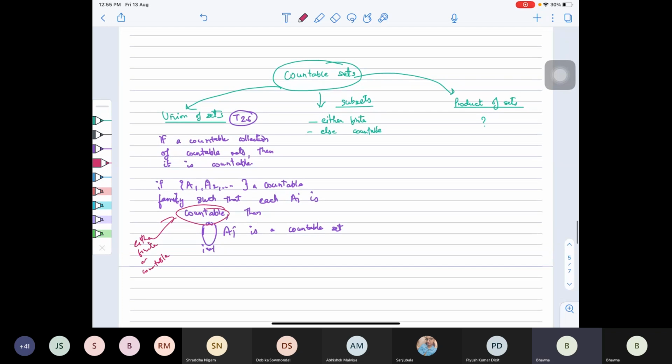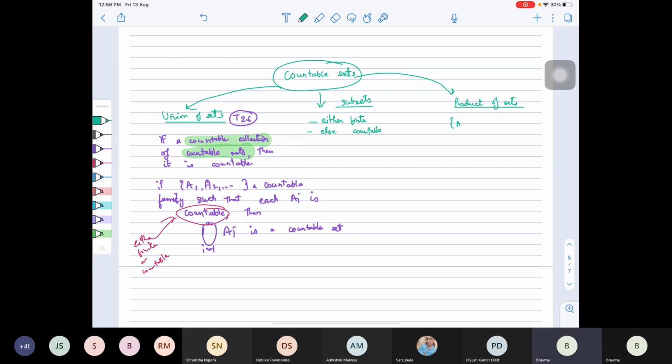So now the third point which I wanted to make was the product of sets. If I take a finite family of countable sets, here we had a countable collection of countable sets. In the product, I am saying that the family which you are taking for the product should be finite in order for the product to be countable.